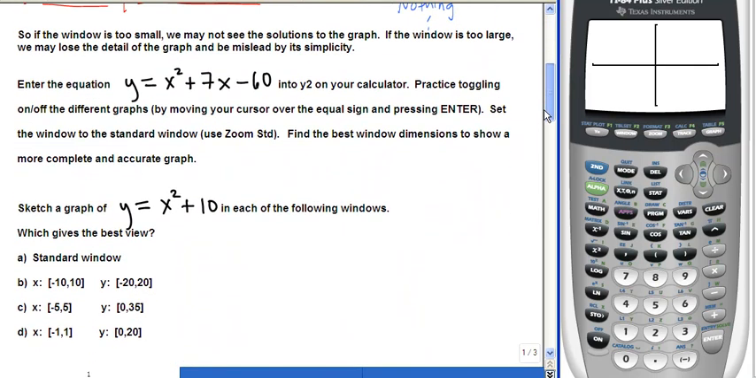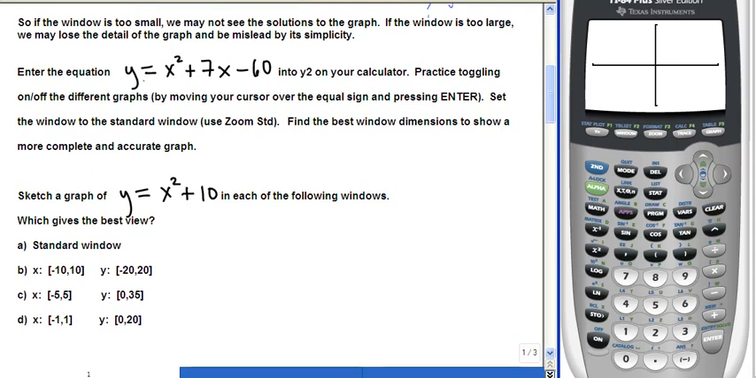So let's take a look at another graph. This time we're going to enter in the equation y equals x squared plus 7x minus 60, and this time we're going to type it into our y2 on our calculator. So if you ever want to type in an equation, you want to go to your y equals button. Notice in y1, that's where we had that 2x plus 10.